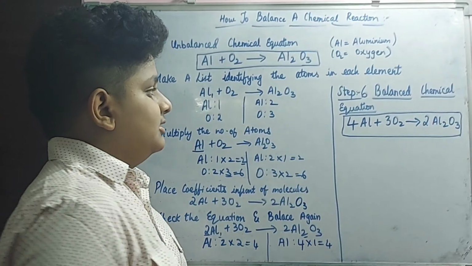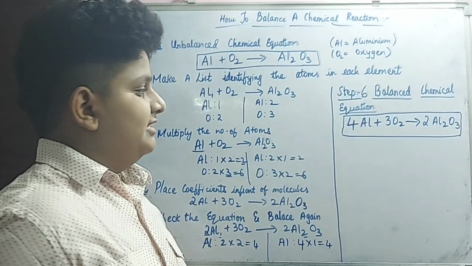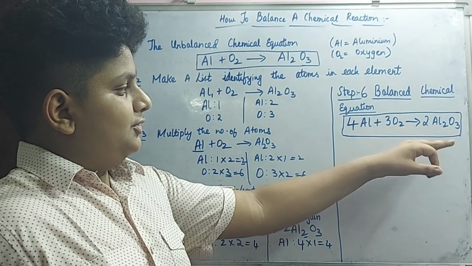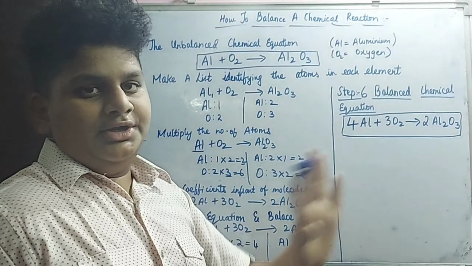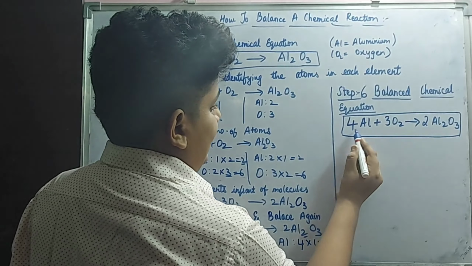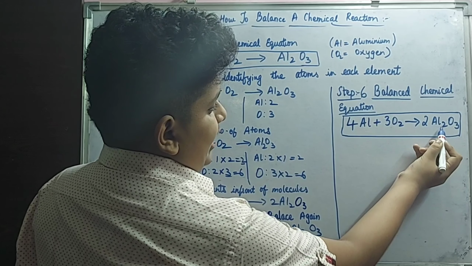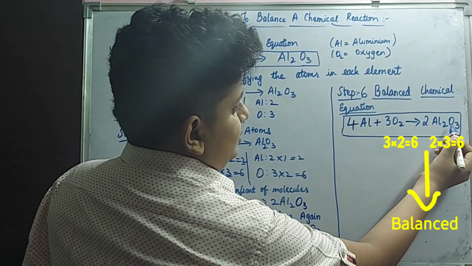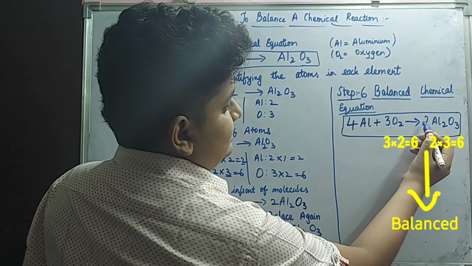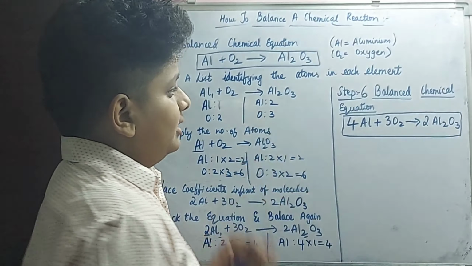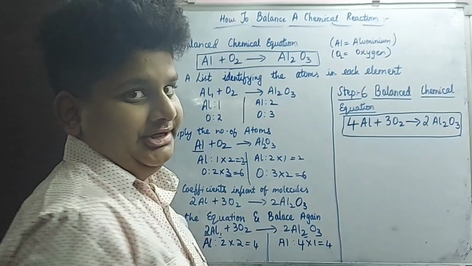Finally, step 6: we got the balanced chemical equation. 4Al plus 3O2 goes to 2Al2O3. Let us see if it is balanced or not. Here 4Al: 2 into Al2 is 4Al. And 3O2: 2 into O3 is 6, and 3 into O2 is 6. Here is the balanced chemical equation.